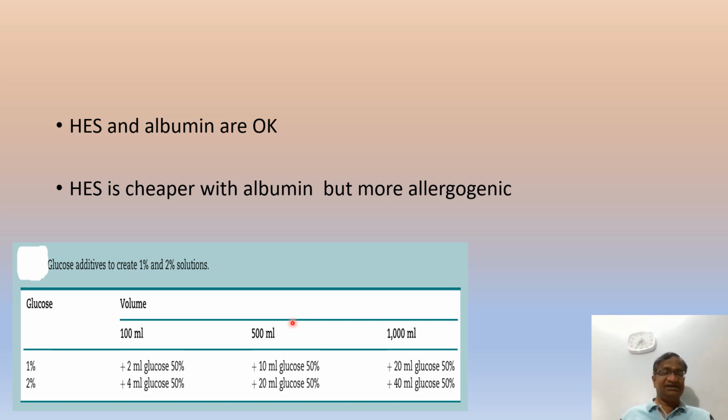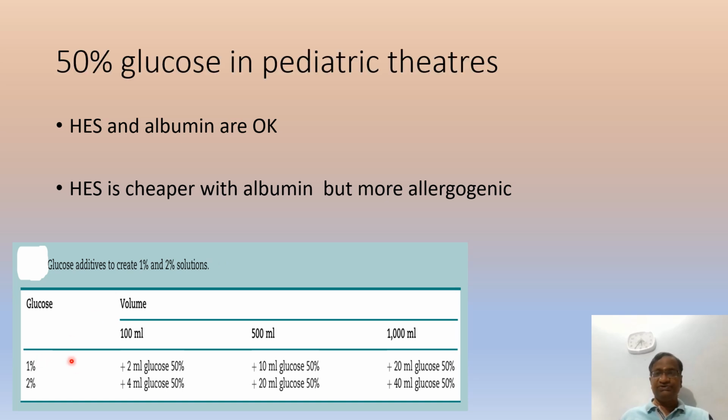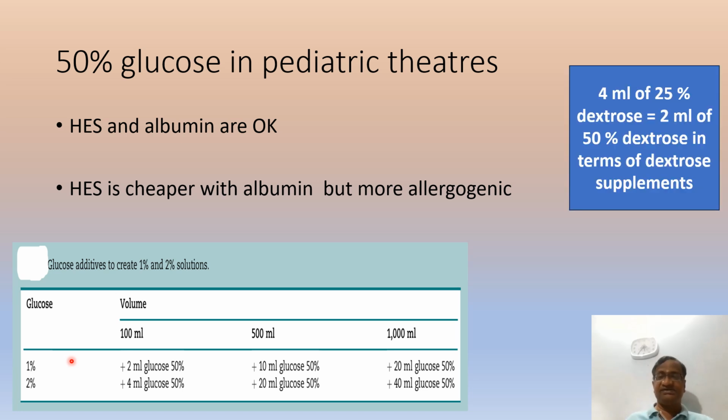How to make this? 1% means 2 ml of 50% glucose plus 100 ml saline. You see here, 100 ml saline: if you add 2 ml glucose, 50%, then it becomes 1% glucose. Now, 50% glucose is not available in many pediatric theaters. So what we need is 4 ml of 25% dextrose, which is 2 ml of 50%. So you add 4 ml of 25% dextrose to 100 ml of saline, then you are coming with 1%.